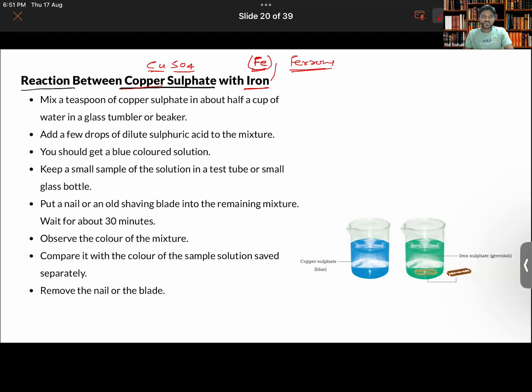So what we will do is take a teaspoon of copper sulfate in about half a cup of water in a glass tumbler, or let's say a beaker. Now we will add a few drops of dilute sulfuric acid to it. Dilute means what? Dilute basically means a weaker acid here. If you have a strong acid, it can be weakened by adding water into it. Normally we add acid into water, not water into acid, basically increasing the content of water in it. That's what we do.